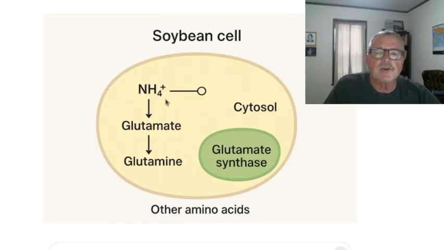And this soybean cell can actually convert from an inorganic ammonia-based thing to an amino acid. One of them is called glutamate and one of them is called glutamine. Between these two, all the other amino acids can be made by this plant. Not every amino acid, but it says other amino acids, meaning there's some other stuff in here besides those two. And then we have the glutamate synthase.